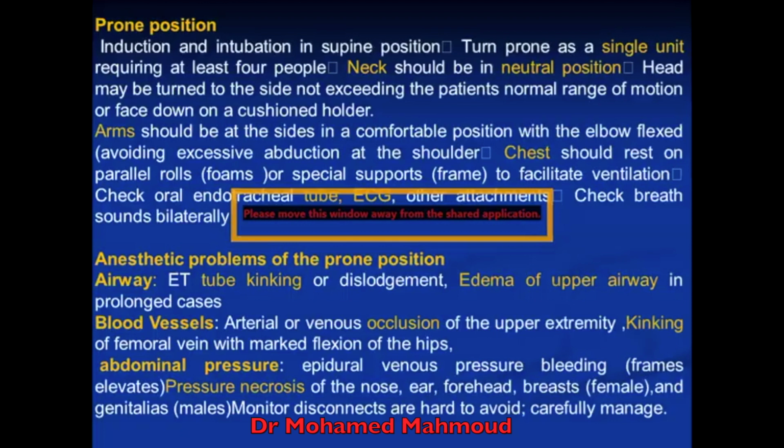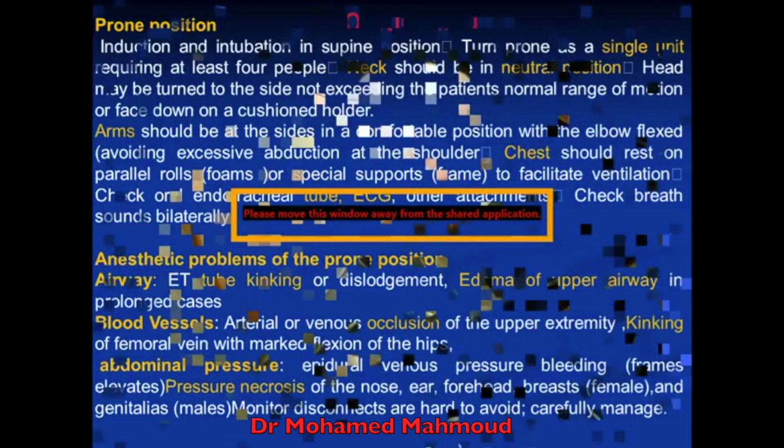Anesthetic problems in prone position: airway, endotracheal tube kinking, edema of the upper airways. In blood vessels, there is some sort of occlusion of the blood vessels of the extremities or kinking of the femoral vein. Marked abdominal pressure may lead to increased pressure in the epidural veins and increased bleeding. This is a diagram for proper prone position.